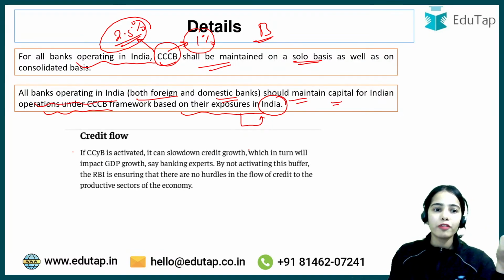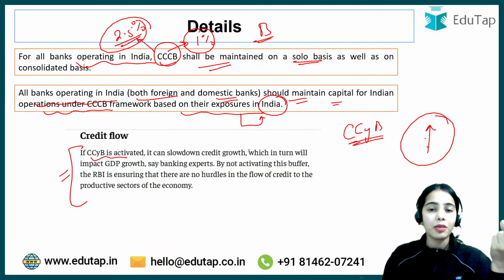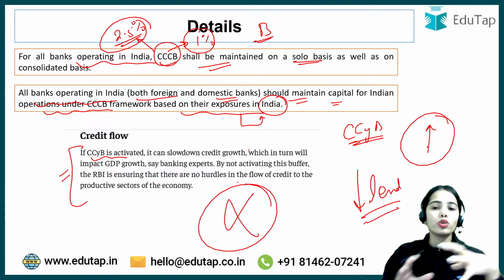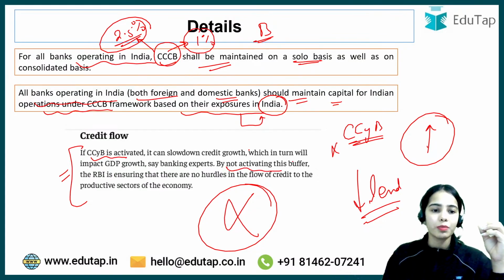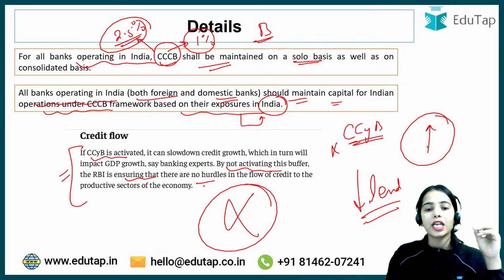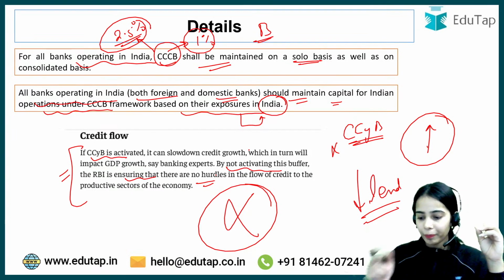So on credit flow: if the countercyclical capital buffer is activated, the banks will have to maintain more buffers with themselves, so they will have less money to lend. RBI has decided right now to not initiate the countercyclical capital buffer. By not activating this buffer, the RBI is ensuring that there are no hurdles in the flow of credit to the productive sectors of the economy, so that credit can continue in the economy.